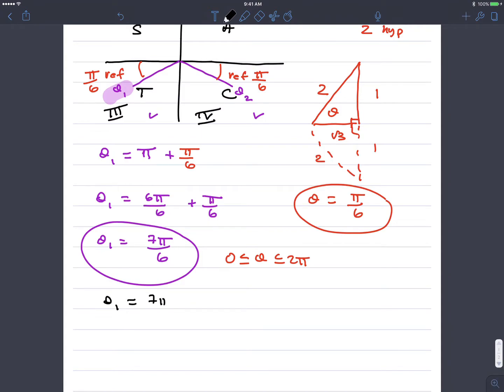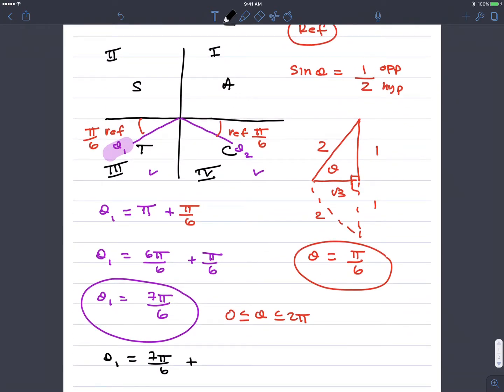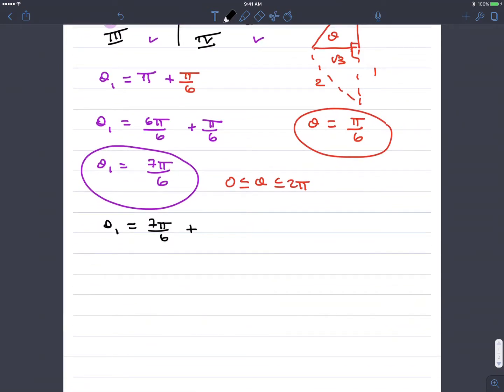Take 7 pi over 6 and add, remember, we need a coterminal angle to this quadrant 3 angle. The only way we get a coterminal angle is by adding and subtracting what? What did we do yesterday? Yep, the multiple of 2n pi. This gives me the general solution now. Okay, so we got a particular solution between 0 and 2 pi. If they want general, then we're going to write it in this way.